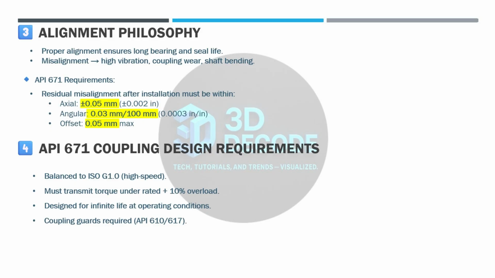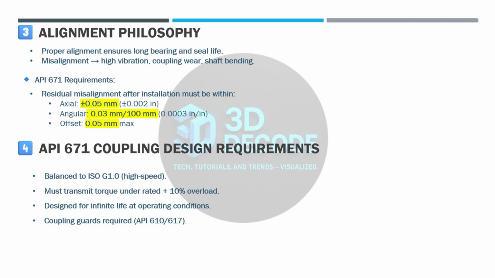Alignment methods. There are several methods to achieve correct alignment. Straight edge and feeler gauge, a simple rough check. Dial indicator, reverse dial method, gives accurate measurement of parallel and angular misalignment. Laser alignment, the modern standard. It's quick, precise, and generates printouts for documentation.